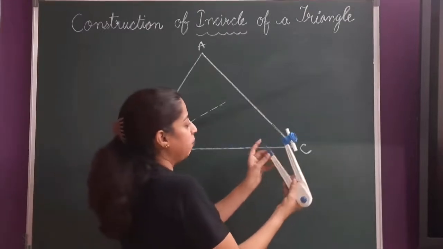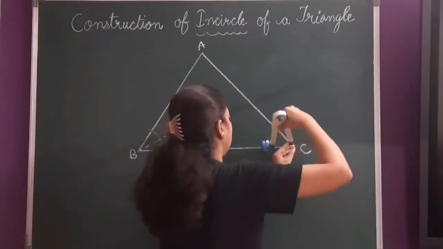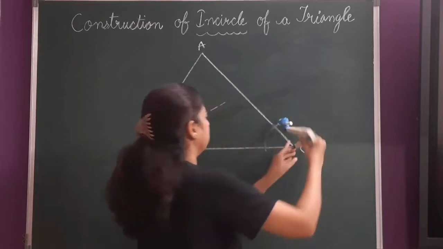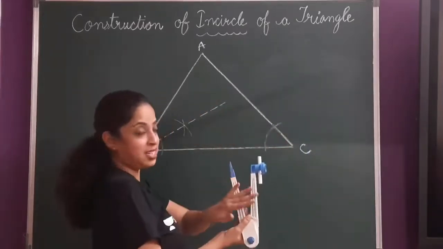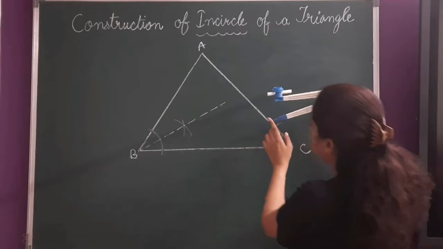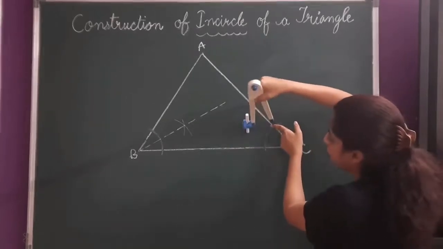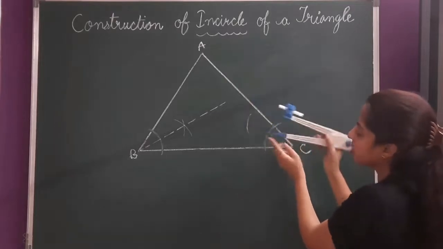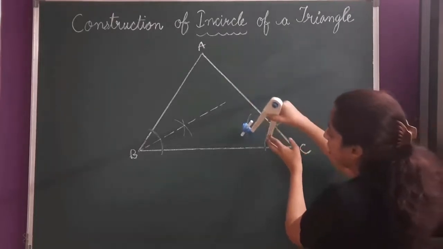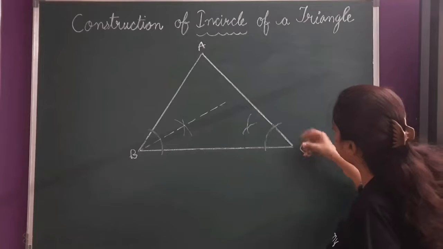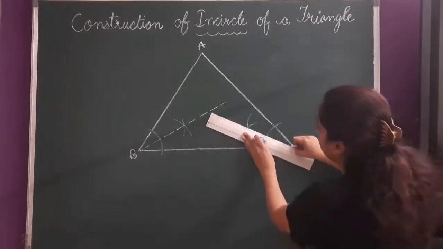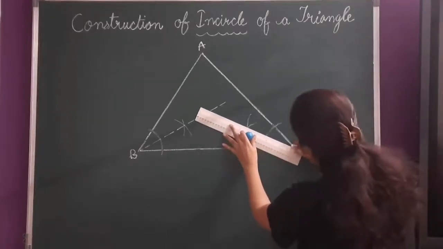Open it, keep the pointer at C, draw an arc. Now you can change the measurement, or you can leave it as it is, that will also work. Now keeping this pointer here, draw an arc. Now keeping this here, cut the previous arc. Now you can join this vertex C and this point. This is the angle bisector.